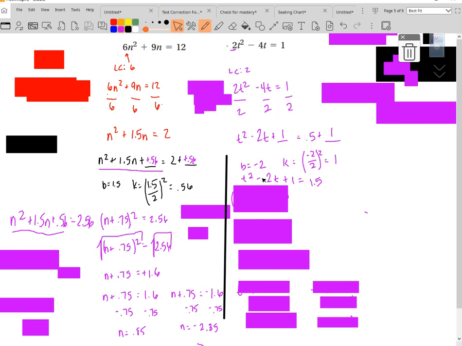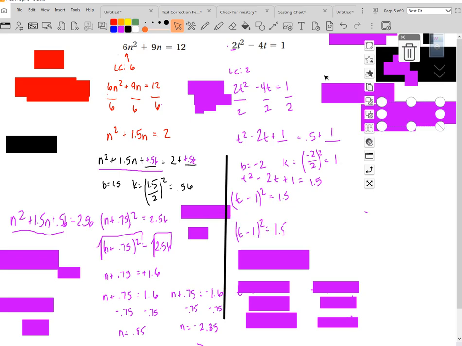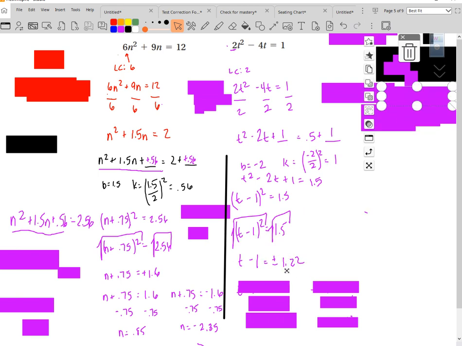So we are going to factor this perfect square trinomial. So the square root of t squared is t. It's a minus because that first operation was minus. And the square root of 1 is 1. So that is squared. And it equals our constant. We're going to take the square root of both sides. And when we do, we have t minus 1 equals positive and negative 1.22. We got this by putting 1.5 into the calculator and hitting the square root button, and that's going to round to 1.22.